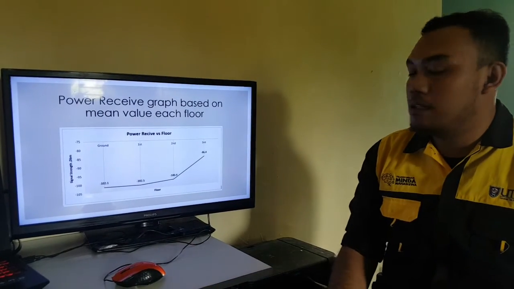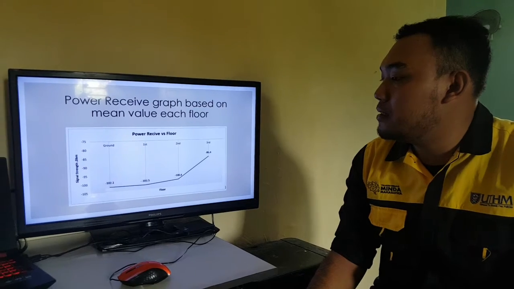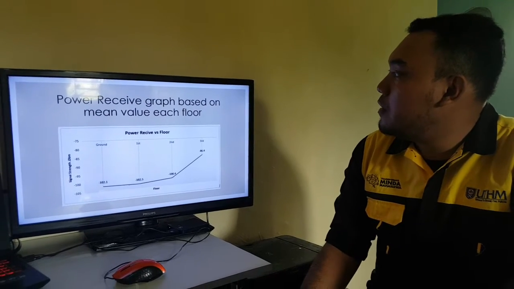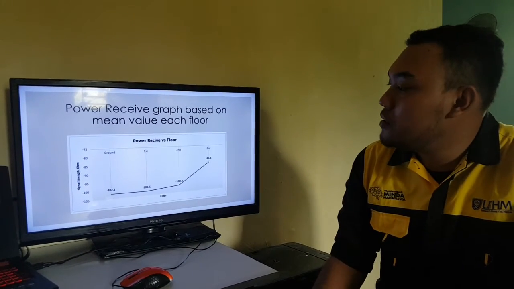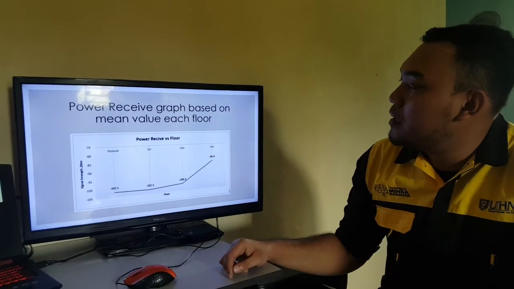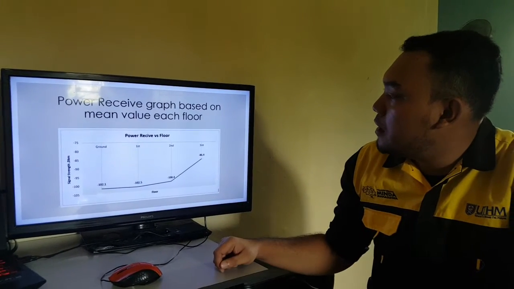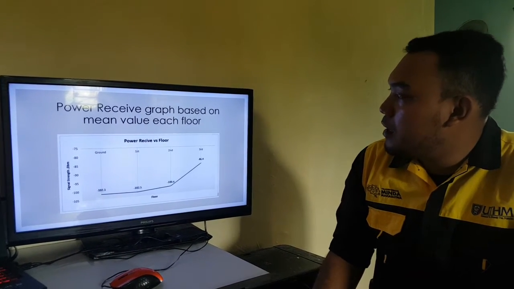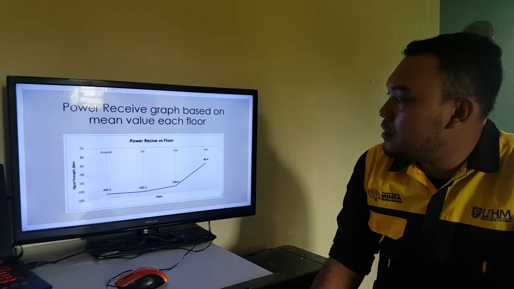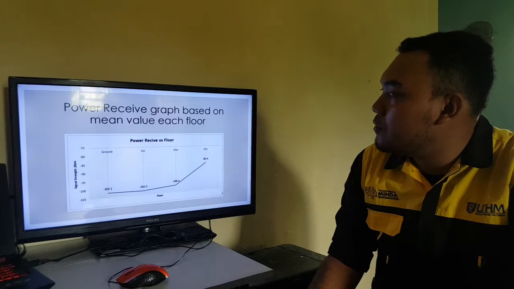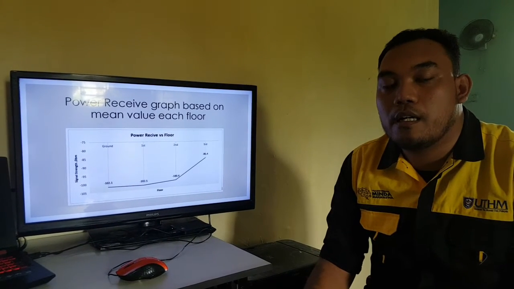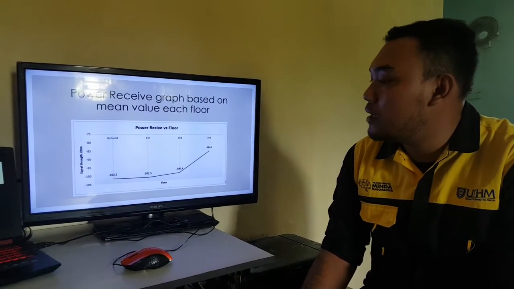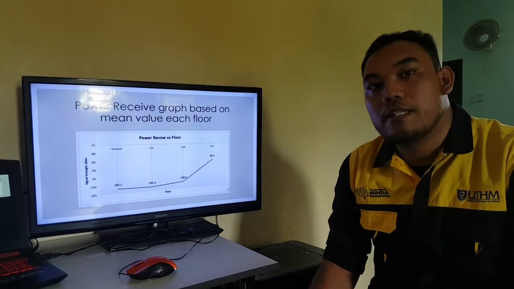After measuring the signal strength of each floor, we come up with the power received graph based on the mean value of each floor, so that we can see that the power received on the third floor was higher than the power received on the ground floor. This happened because the height of the location was nearly the same as the transmitter antenna height, so there is no loss of sight during the measurement.